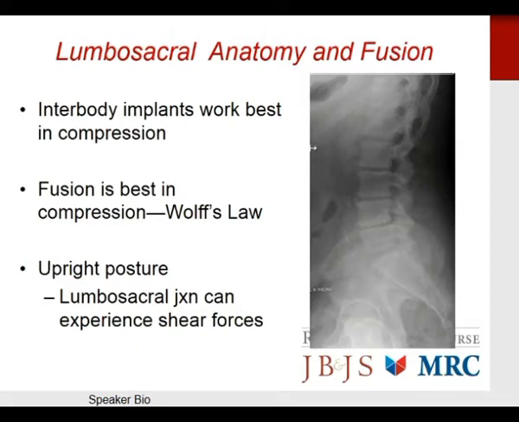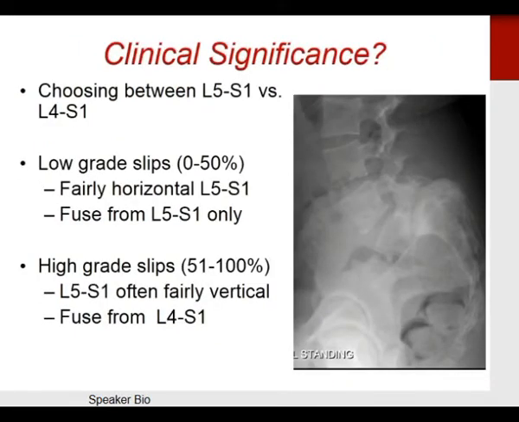If we look at the lumbosacral junction, remember that the lumbosacral junction is frequently in shear. When patients stand, they'll place the L5-S1 junction under shear and place the graft under tension. Fusion is best in compression, as is Wolff's law. The reason this is important is in patients with high grade slips, grades 3 and grade 4, when the patient stands, the L5 vertebra is in shear and fairly vertical. In these cases, instrumenting the L4 will help provide a more horizontal vertebra and therefore increase fusion rates. So for low-grade slips, fuse the L5-S1. For high-grade slips, extend the fusion up to L4.